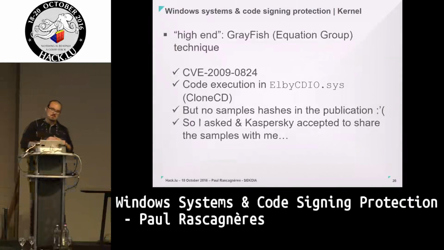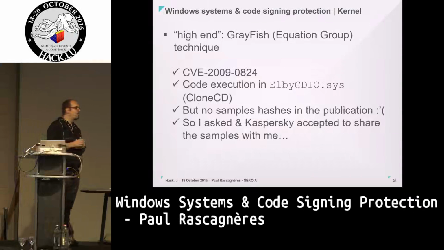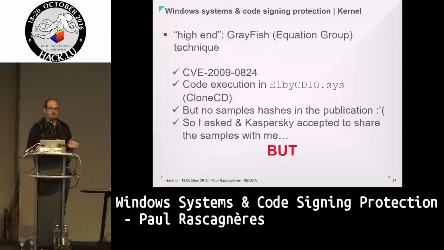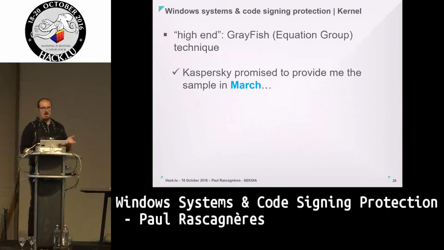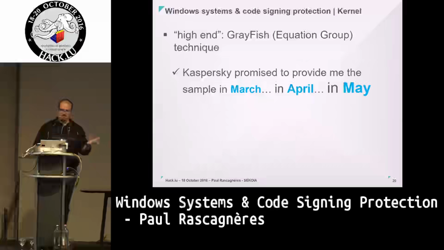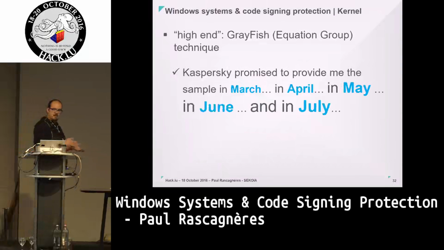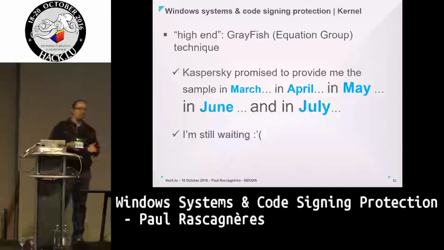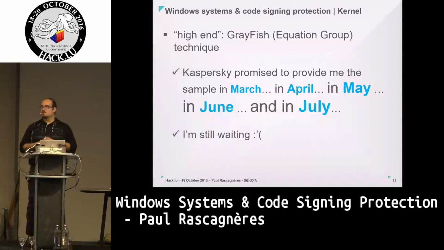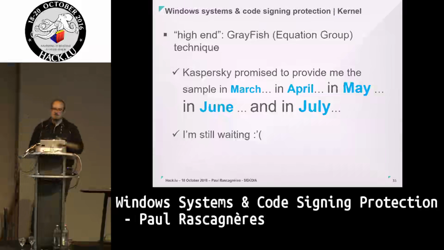So I asked Kaspersky if they were okay to share the sample with me. I think it was in March, something like that. And they said, okay, we accept to share the sample with you. But with Kaspersky, it's not so easy. I asked in March, and they said okay. They didn't give me the sample. I did the same in April, in May, in June, in July. And in fact, it's okay, but I'm still waiting. So if someone from Kaspersky is in the room, I would like to have this sample, please. Really.